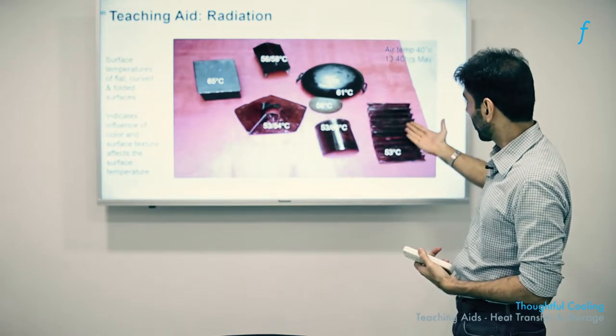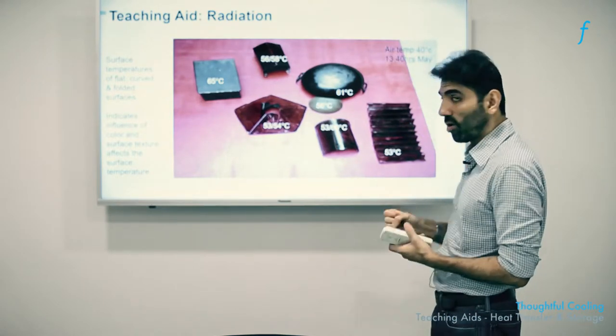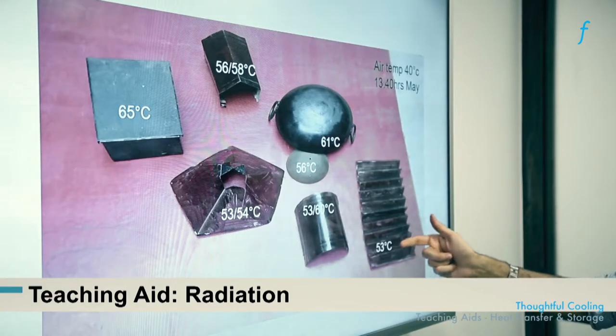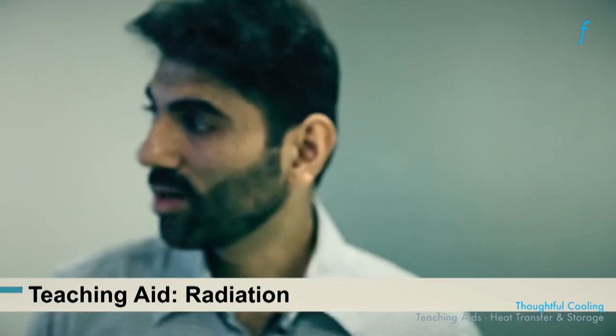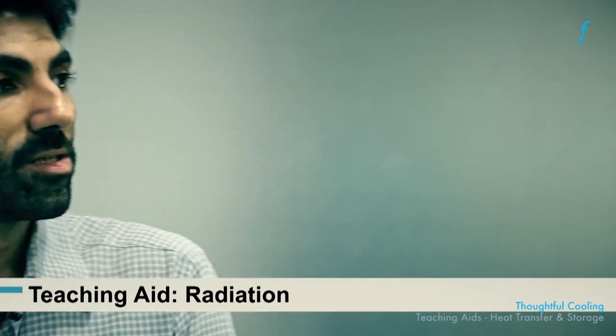Also, the curvature matters. The more surface area you are providing for radiation, not for solar heat gain, but for radiation, this reduces the surface temperature as well. So this can be conveyed quite effectively by conducting the experiment rather than just showing images to students.